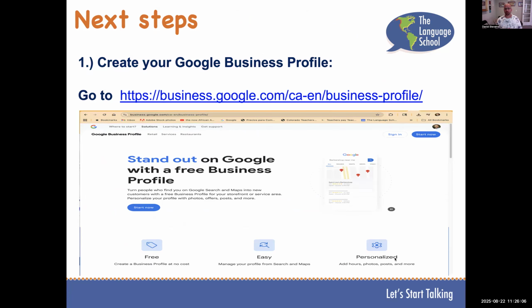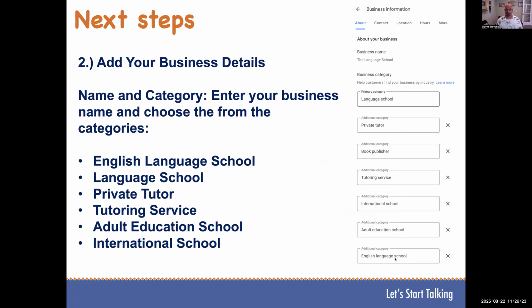All right, so the first step is to go to this website, business.google.com. You can also just search in Google Business Profile or Google My Business, and it's going to pop up for you. When you click on that link, this is what you're going to see. And then you create the account and you start going through and filling out this information. The next step is to add your business details. This is where you're going to enter in your business name. For example, on the right, you can see my business name is The Language School.